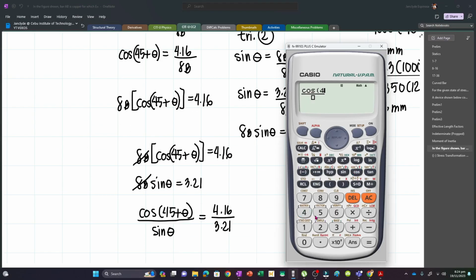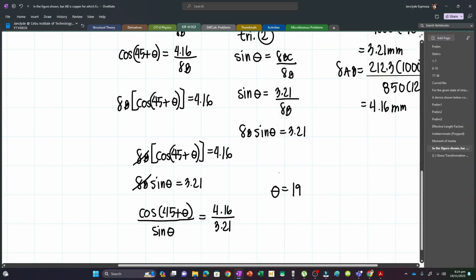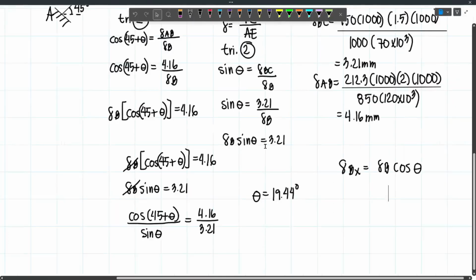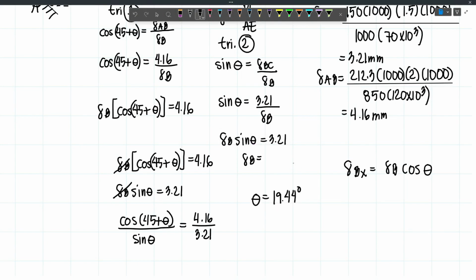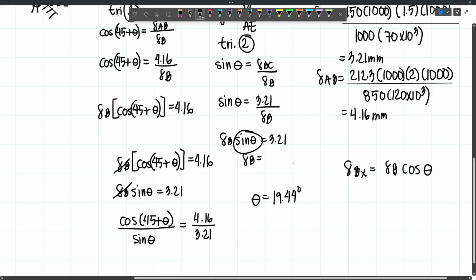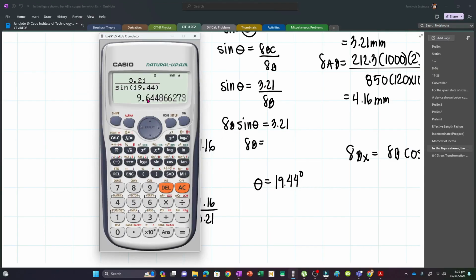May mo siyang cos 45 plus theta over sine theta equals 4.16 over 3.21. Press shift solve. Mana niya itong angle? 19.44. So theta is equal to 19.44 degrees. And so since nanatay theta, makakompute na ta for kaning elongation sa B. So ang elongation sa B is equal to 3.21 over sine theta. And so may mo na siyang 9.64.